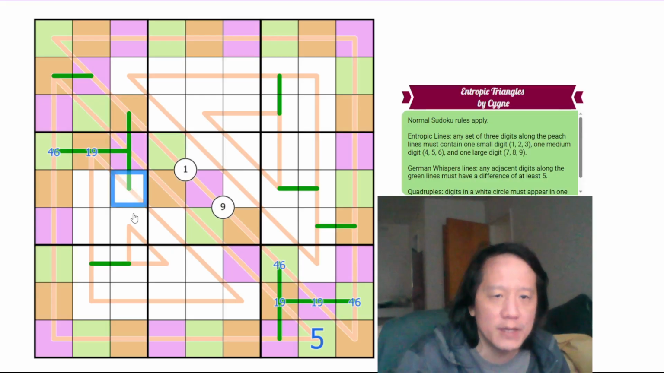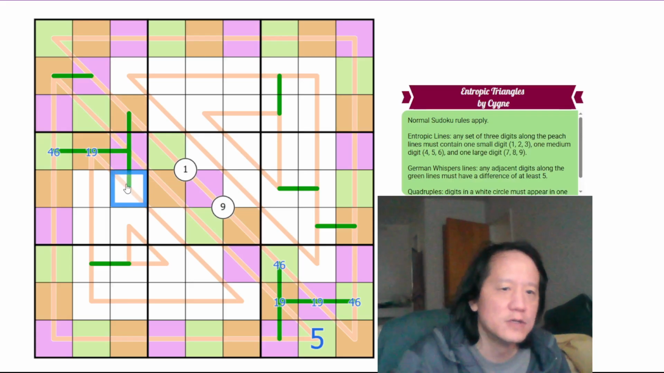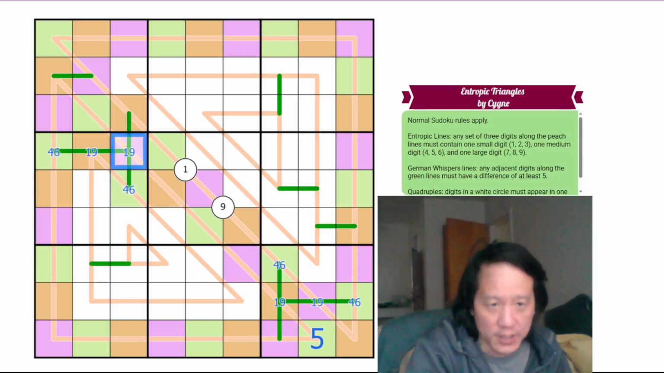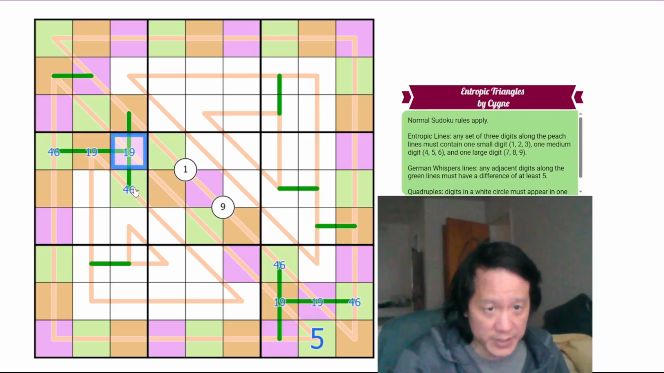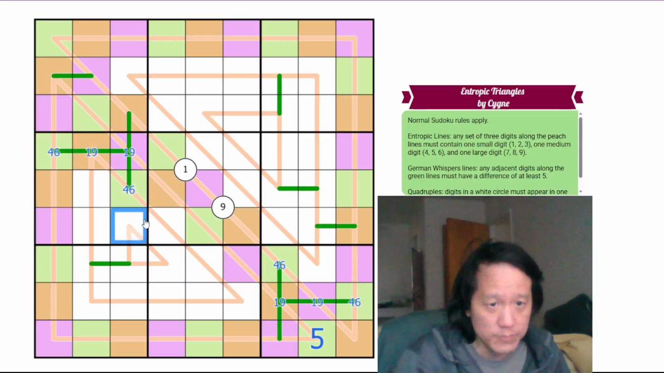This can't be pink either because, again, pink and pink cannot be 5 away from each other. So it can't be orange. So this has to be green, which makes this the 4, 6 green, which makes this the pink 1, 9 also to be next to it. So we have the coloring for this triangle now.